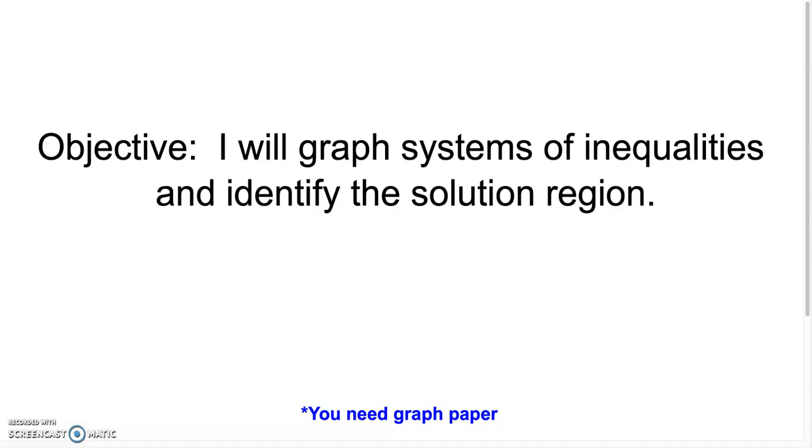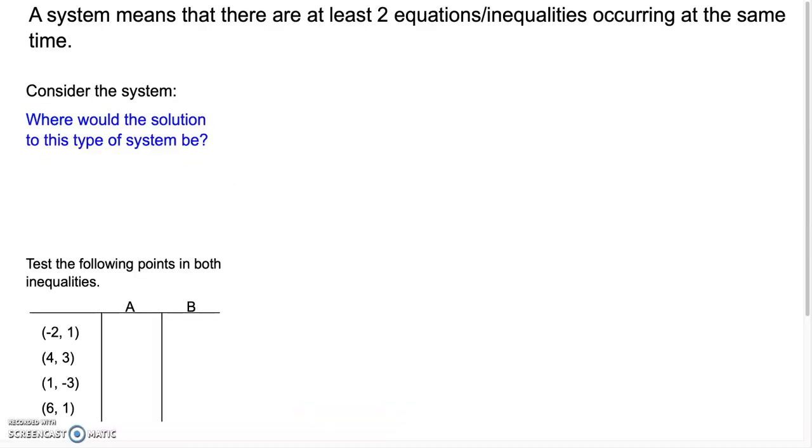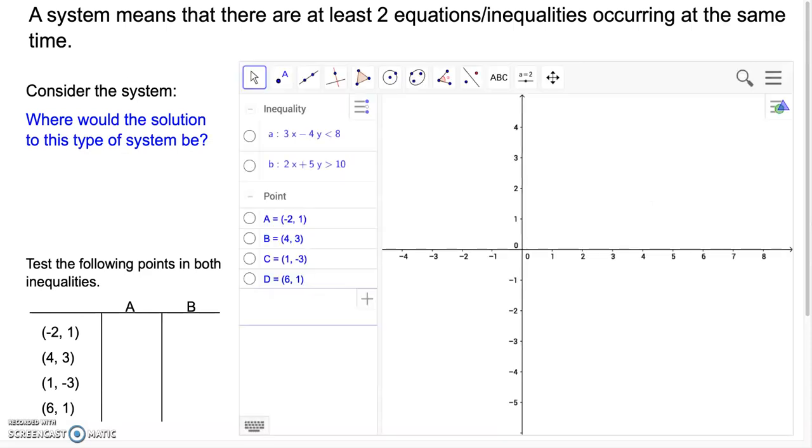In this video, we will graph systems of inequalities and identify the solution region. You will need graph paper for this set of notes. Remember, a system means that there are at least two equations or inequalities occurring at the same time. So consider this system here.